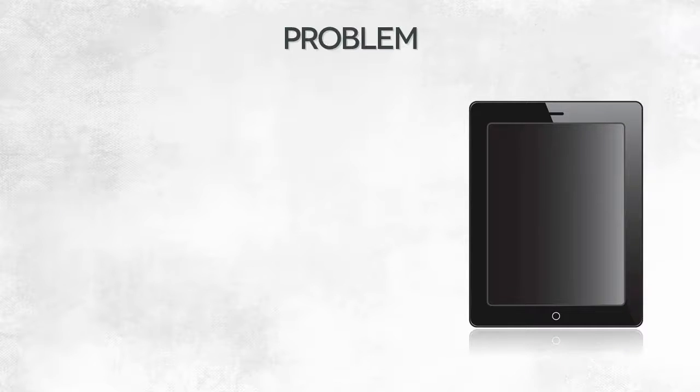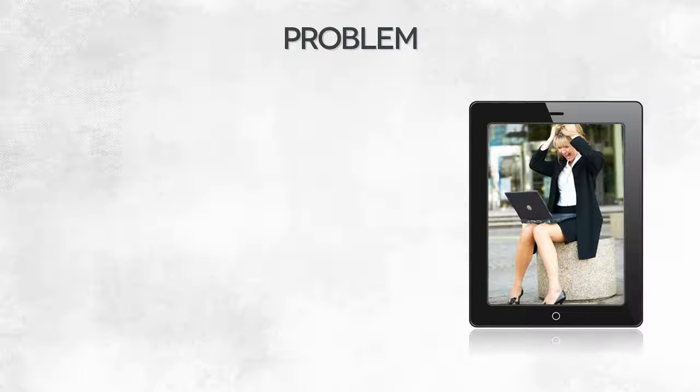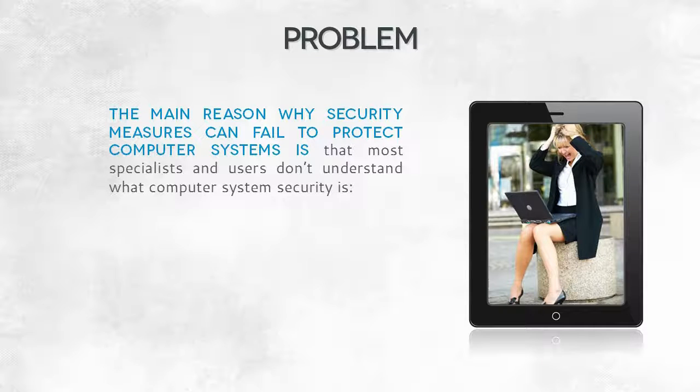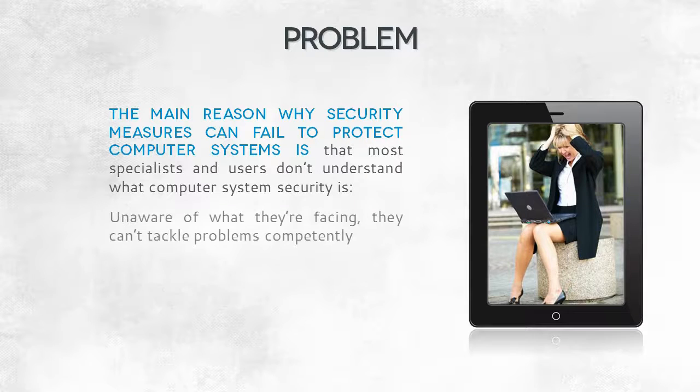Let's start by reaching back to the essence of this problem. Why does computer security usually fail against attacks? The reason is that system users are often unaware of the threats they're facing. And if they're unaware, they can't counteract the threats.